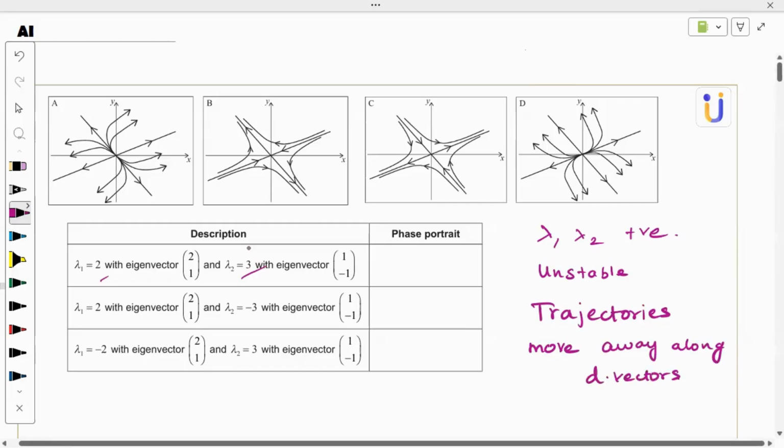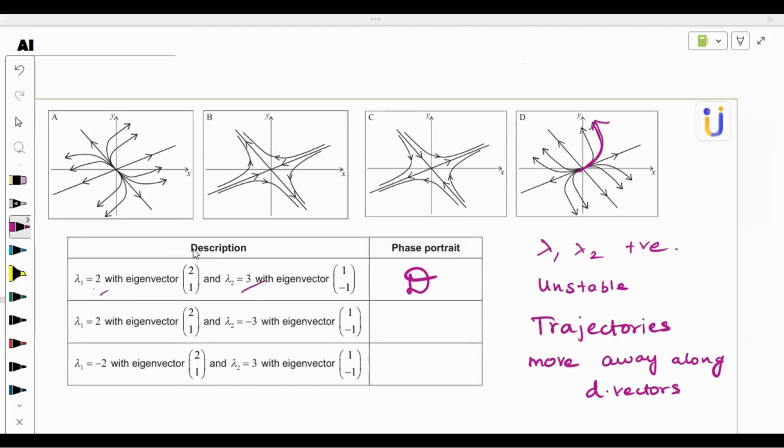Lambda 1 is positive, its direction vector is (2, 1). Along that direction, it will ripple. Why I'm not going to choose this one is that it's traveling parallel. It should ripple, but it travels parallel towards the given eigenvectors, so A is not the one. D will be the correct answer for an unstable node.